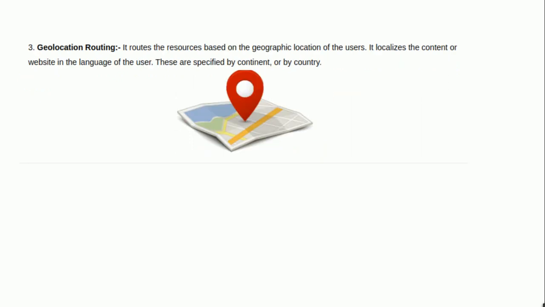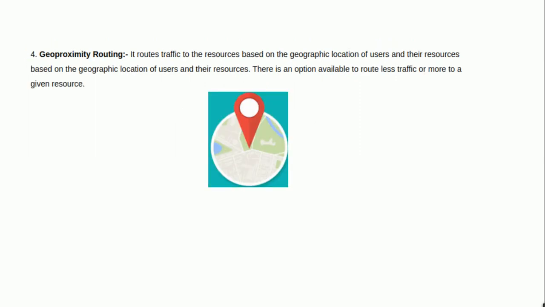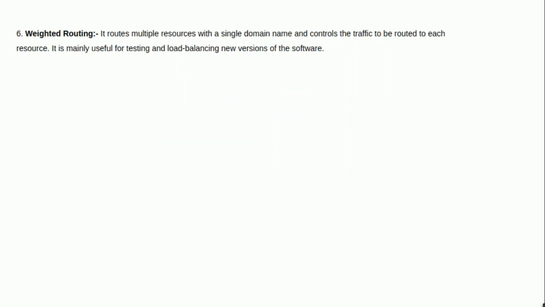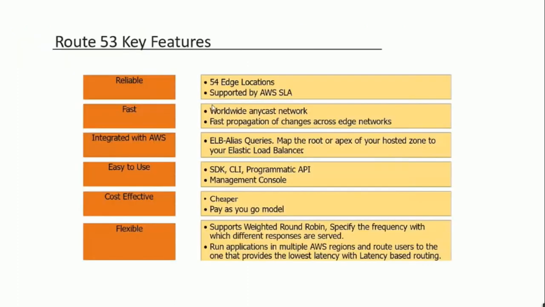Geolocation routing is similar to what we discussed, routing based on location, and it localizes the content for users. Geoproximity routing routes traffic based on the geographic location of users and their resources. Latency routing serves the request from the AWS region with the lowest latency. And weighted routing is again an 80-20 split across the resources.